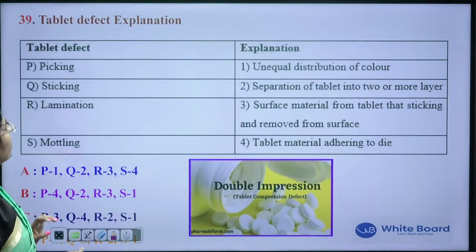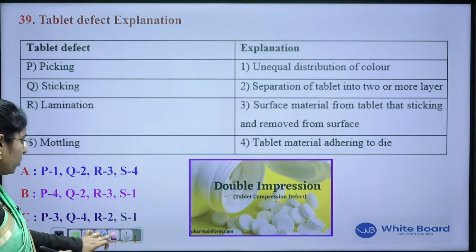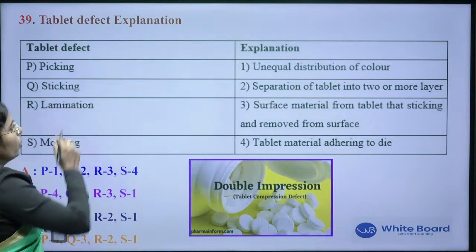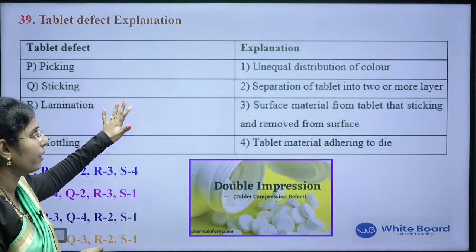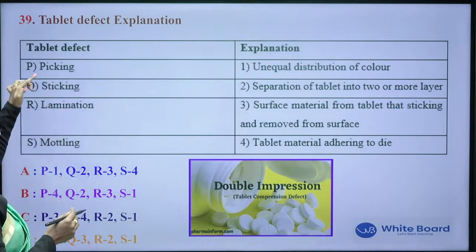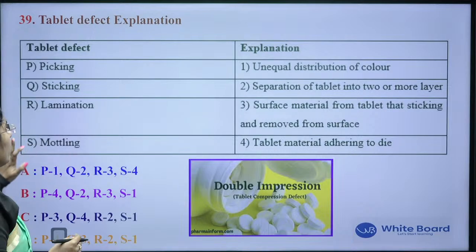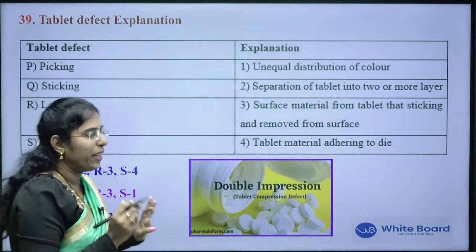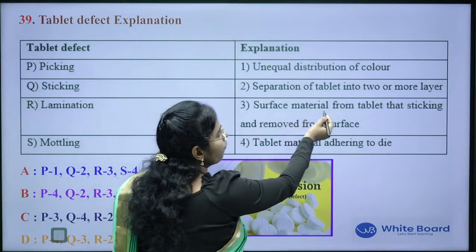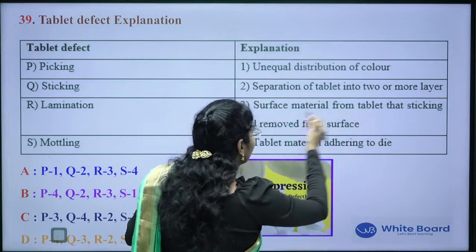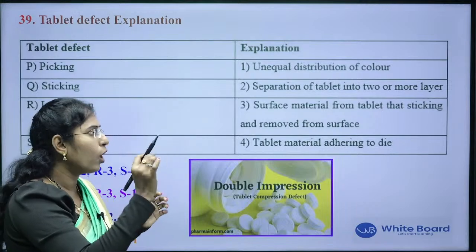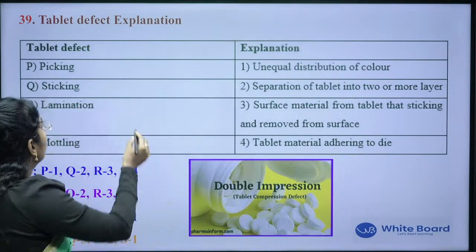Next question is tablet defect explanation. Here they have given the various types of tablet defect and the definition of each defect. They have given 4 options: picking, sticking, lamination and mottling. So what is picking? Picking is a process in which the surface material from the tablet is removed from the surface, meaning a small part of the tablet will be removed from the surface. So that is picking.